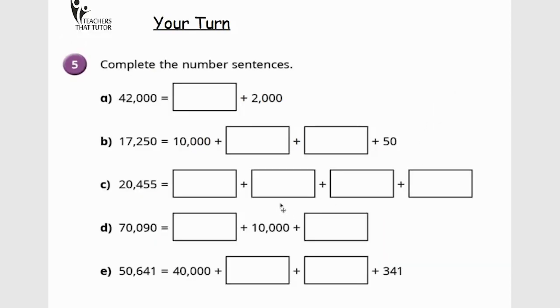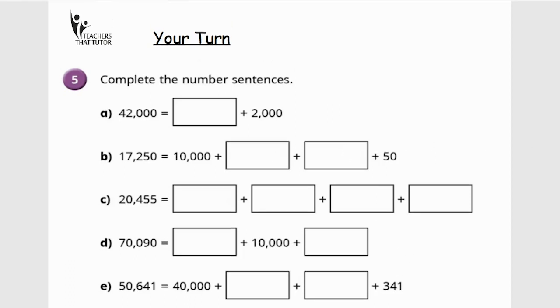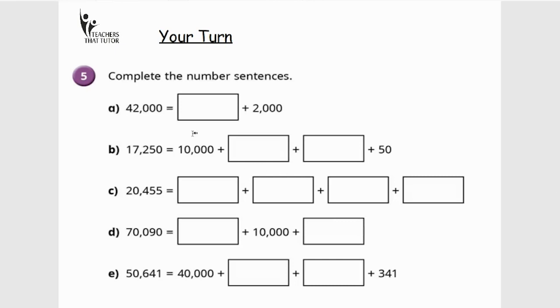And here are some similar questions set at a year 5 level. So if you want to pause the video here and have a go at trying to put these parts together and fill in the missing boxes. So we've got 42,000, we've got the 2,000 here, so what's missing? We've got 40,000 missing.